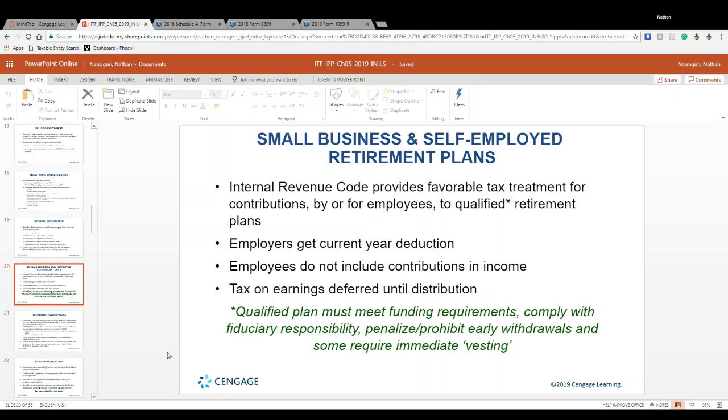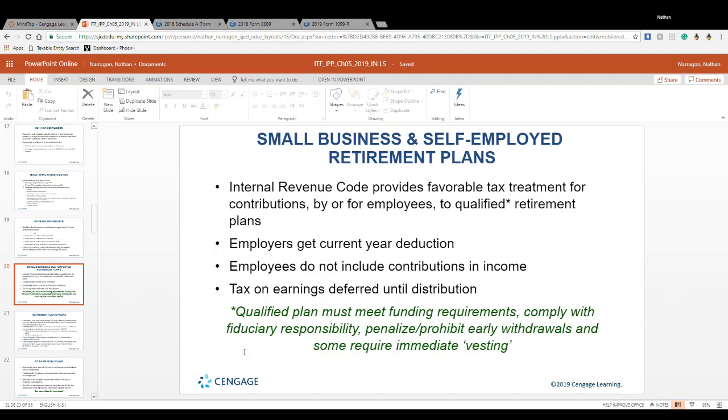Alright. So, small businesses and self-employment retirement plans. Again, small businesses could have it. The IRC, Internal Revenue Code, does provide federal tax treatment for contributions by or for employees to qualified retirement plans. Okay, this must meet fully funding requirements, comply with fiduciary responsibilities, penalize or prohibit early withdrawals, and some require immediate vesting. Vesting just means going into the stock market.